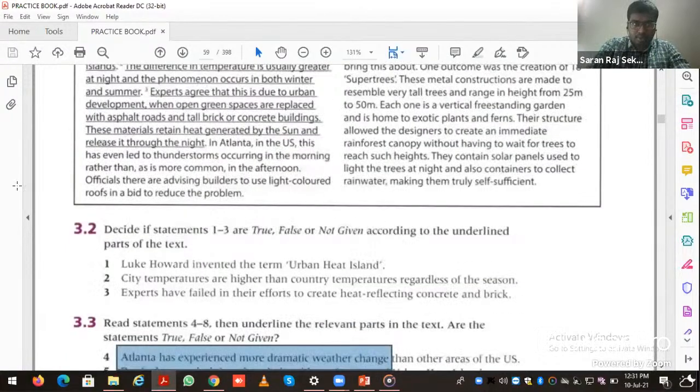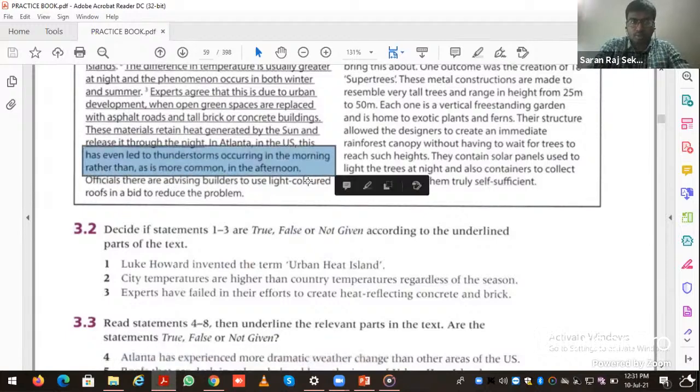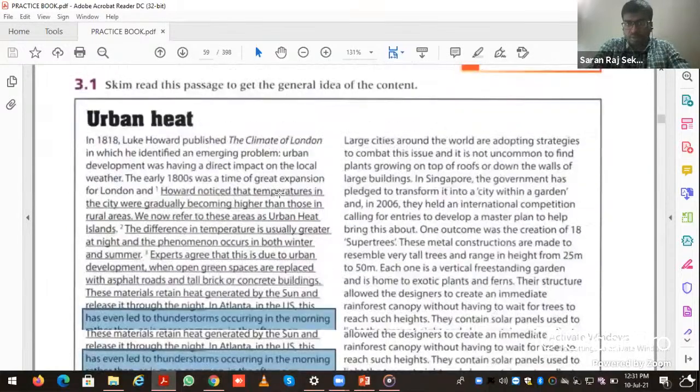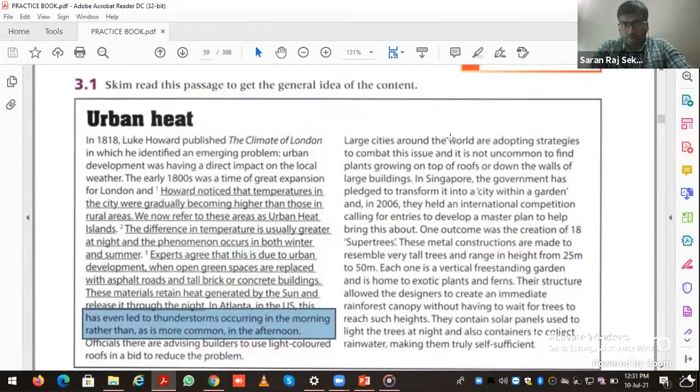And if you see in the passage, only half of the information is given. That is what I'm trying to say. They have mentioned only the weather changes and they haven't compared it to the other areas of the US. And if you're not sure, you can also read ahead. Let's see if they mention any information regarding comparison with other states of the US.